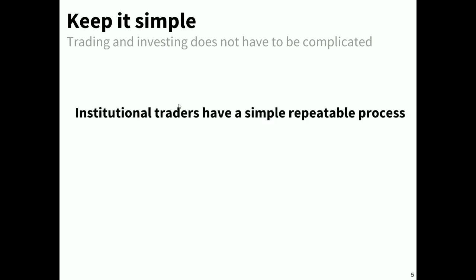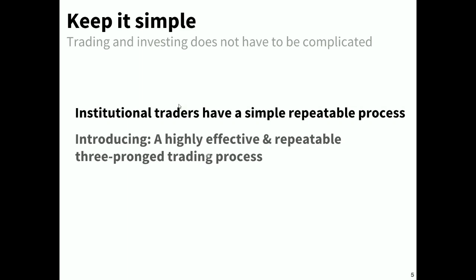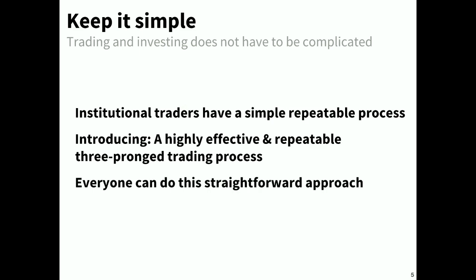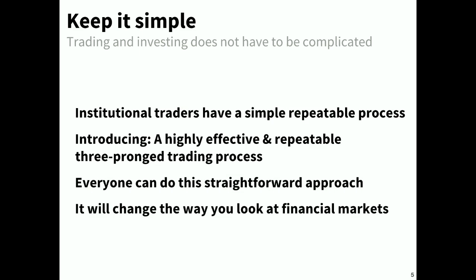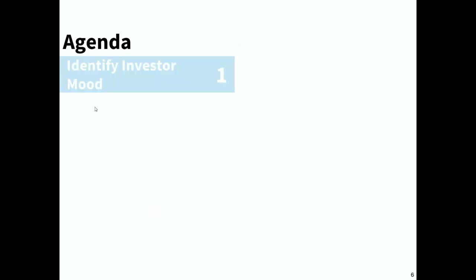Like I said before, institutional traders and investors have a very simple, repeatable process. What I'm going to show you today is a highly effective and repeatable three-pronged trading process that I know everyone can do. In fact, I'm going to make a very big claim right now, and that is that after you listen to what we're going to go through here, you're going to literally look at the financial markets in a different way. That's a big claim, but I'll make it once again here today.